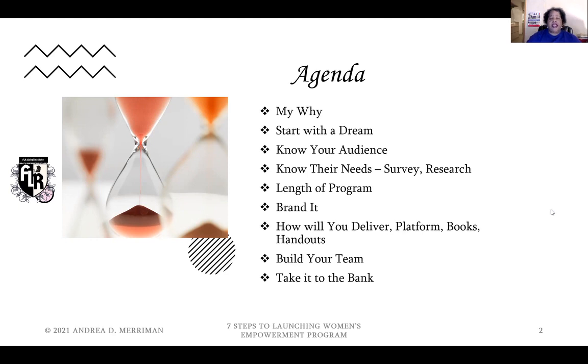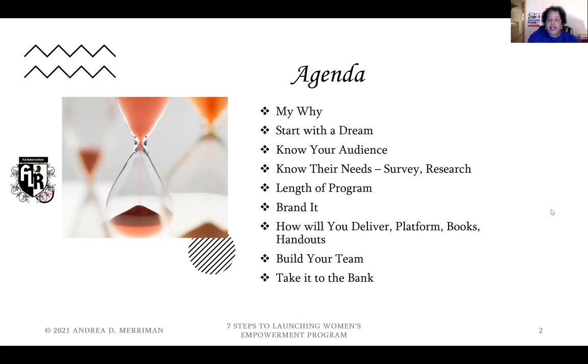Then we're going to dissect the length of that program, because people start by wanting to do a 12-week program, then say, no, let's do 6 months. What's going to be the best thing for the impact you're trying to get? Then we're going to talk about how to brand it, and then delivery. How will you deliver it? Your delivery method. And what kind of team do you have?